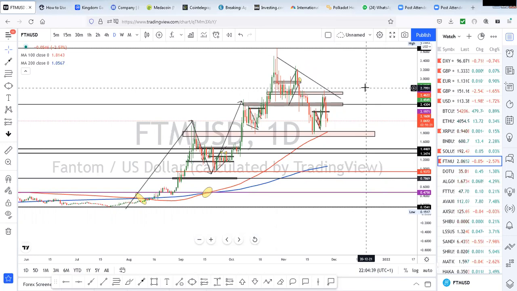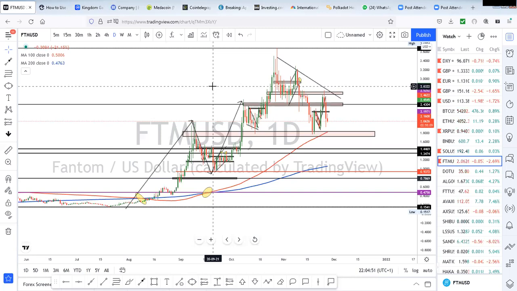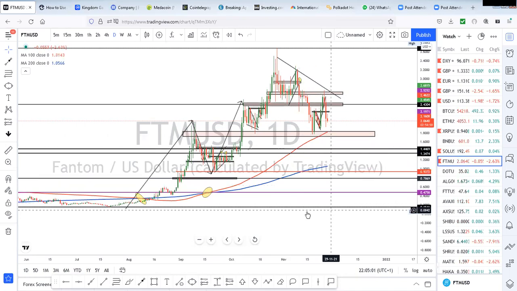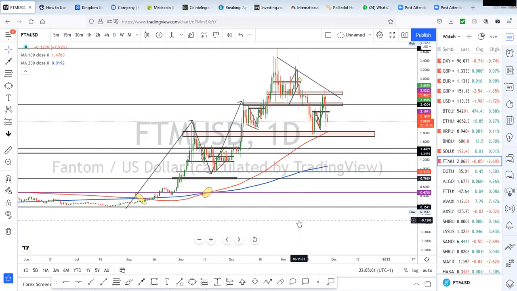Coach, is the red one the longer one or is the blue one the longer one? The blue one is the longer one. The blue one signifies the 200 moving average. Look at the numbers here. The blue one is the 200 moving average, while the red one is the 100 moving average. So the red one is the shorter one, while the blue one is the longer one. Do you understand?